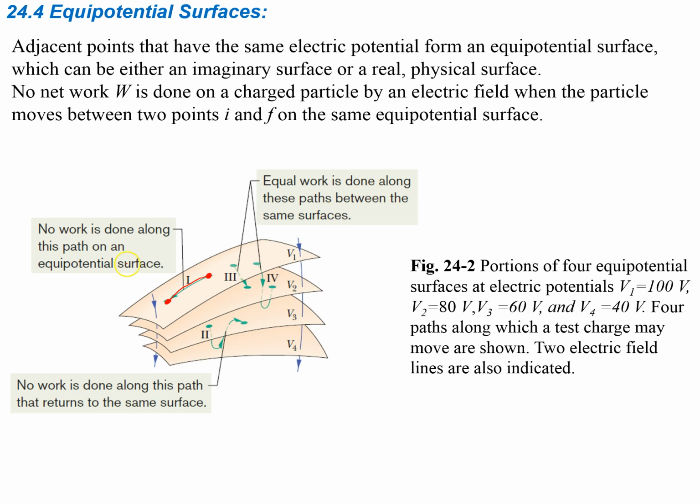Again, equal work is done along these paths between the same surfaces. No work is done along the path on the equipotential surface, but if you went from one to the other, you're doing some work. It doesn't matter the path you take, it's going to be the same. If you go from one surface to the other, no matter the path you take, you're going to end up with the same amount of work. Now, no work is done along this path that returns to the same surface. If the path took the charge out of the surface and then back into the same equipotential surface, you're going to end up with no net work being done.